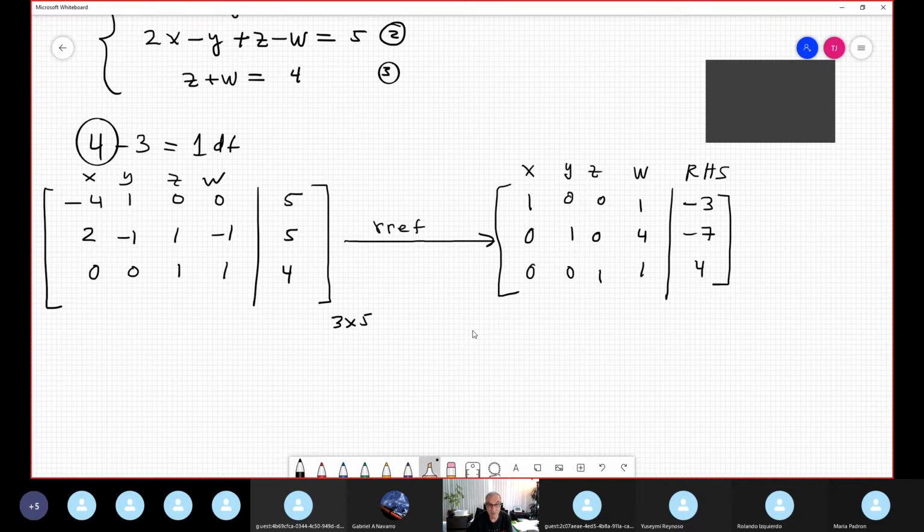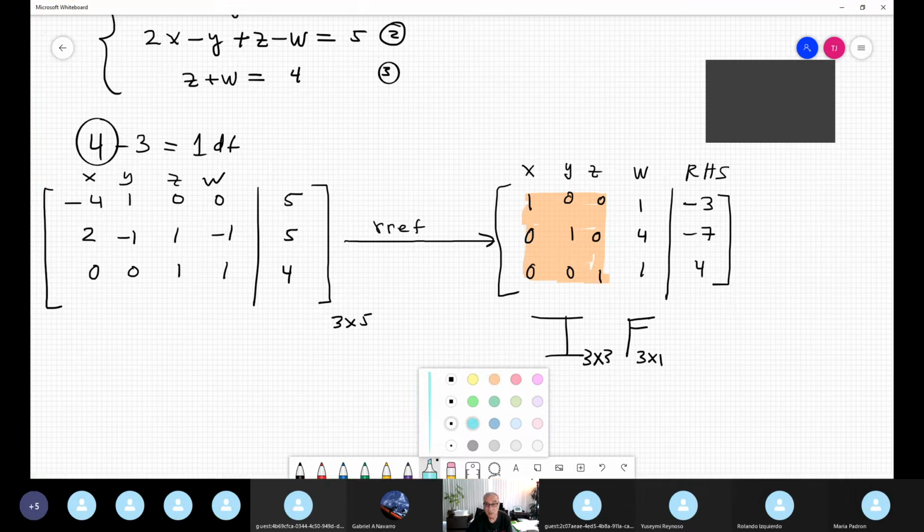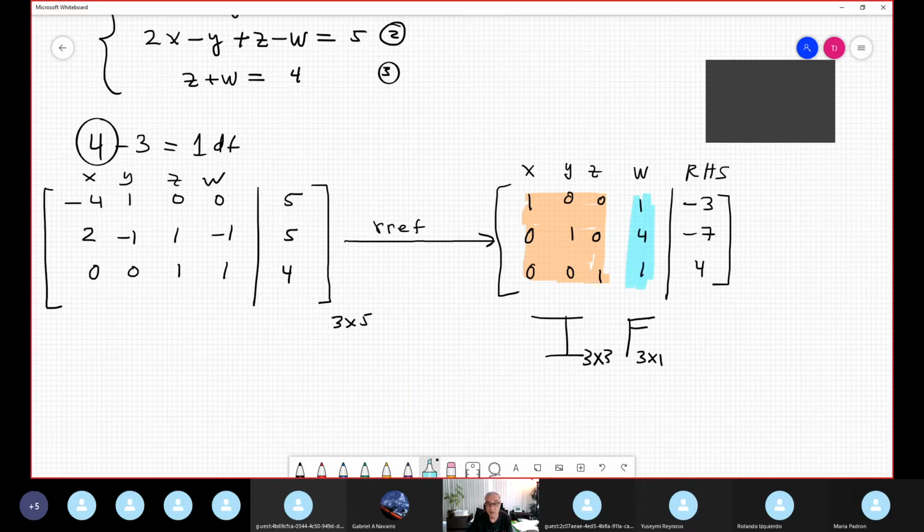Immediately I see that format. This famous identity matrix here, we have 3 by 3, 9 elements. This is the famous identity matrix 3 by 3. And we have an extra column, capital F, which by the way is 3 by 1, no? It's a vector. I know it's a vector because one dimension is 1. And this is the right hand side. Okay, no problem.